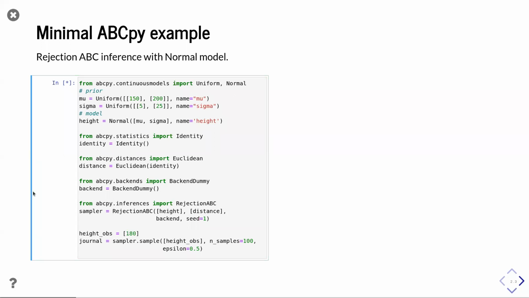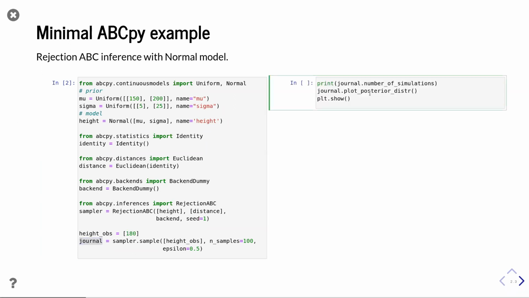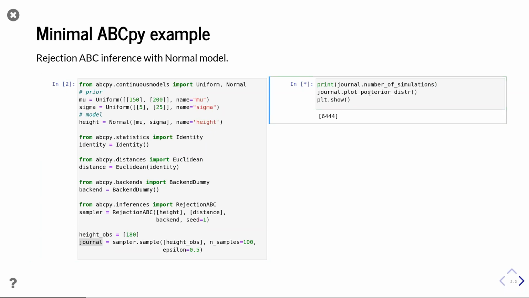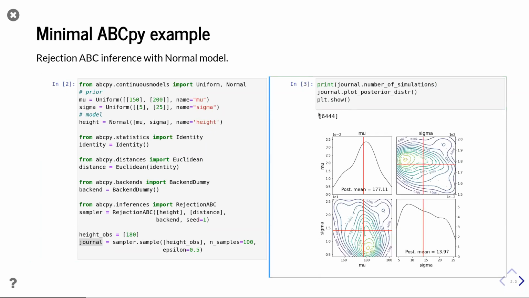Hopefully it will be done soon. Yeah, you see it's done now. So this journal object, as I said, stores results. And for instance, we can use this journal file here to print the number of simulations we use and to plot the posterior distribution. So you see here, this regression ABC scheme used about 6,000 simulations. And here you get this kind of posterior distribution, which of course is obtained with KDE from the samples.